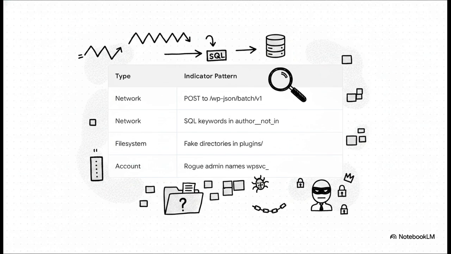On the network side, you really want to be looking for anomalous POST requests to the /wp-json/batch/v1 endpoint, particularly any requests containing SQL keywords inside that author_not_in parameter. Then, on the file system itself, keep an eye out for fake, unrecognized directories hiding inside your wp-content/plugins folder. And finally, audit your user accounts for rogue administrators using a very specific naming convention. They typically use something like WPSVC followed by a random hex string.